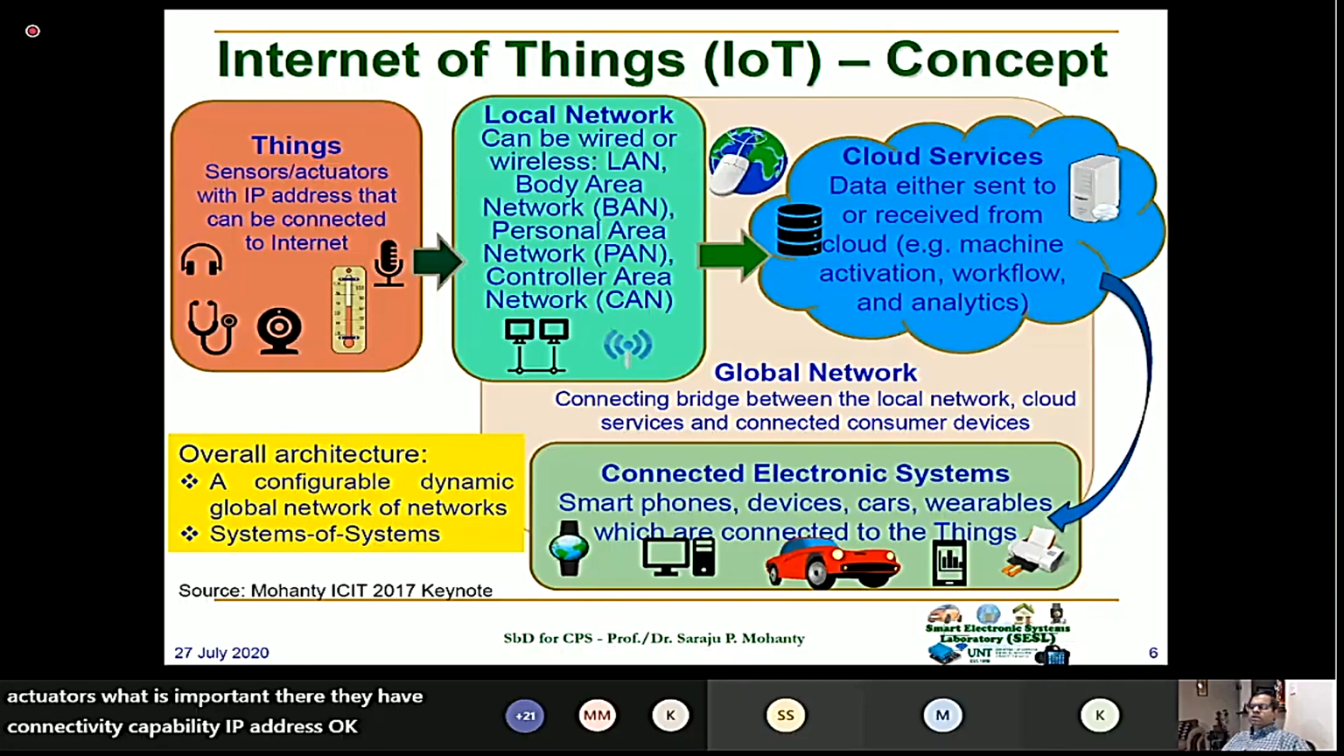And then comes the next layer with various types of networks: local area network, body area network for the Internet of Medical Things, personal area network, and for vehicular and transportation CPS, we have the control area network. All these things come into the picture. Then cloud services, of course, and then various applications are built on top of all these things. So we can envision IoT as a configurable dynamic global network of networks. A lot of networks are there and they are connected, so it's a network of networks, or we can say a system of systems.